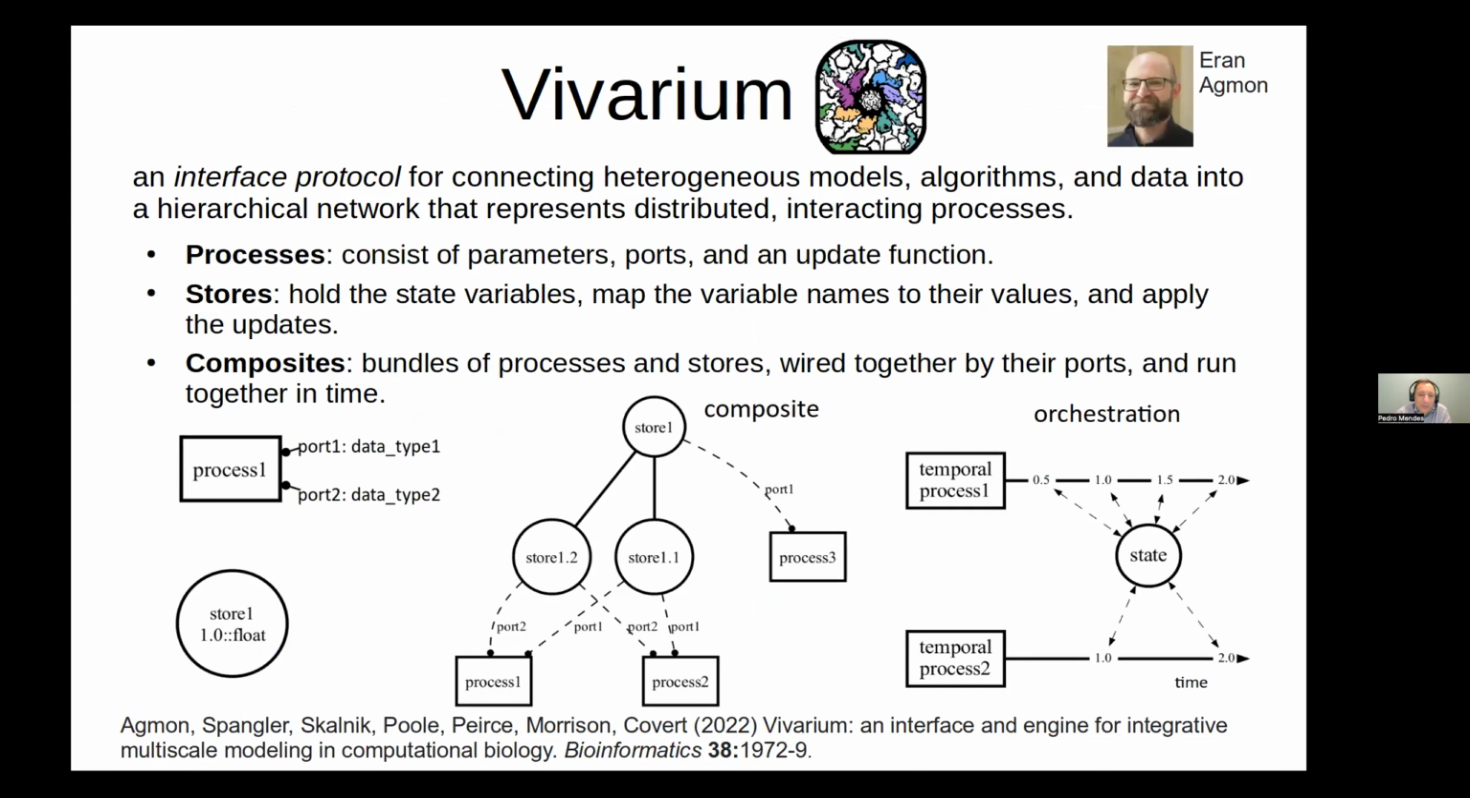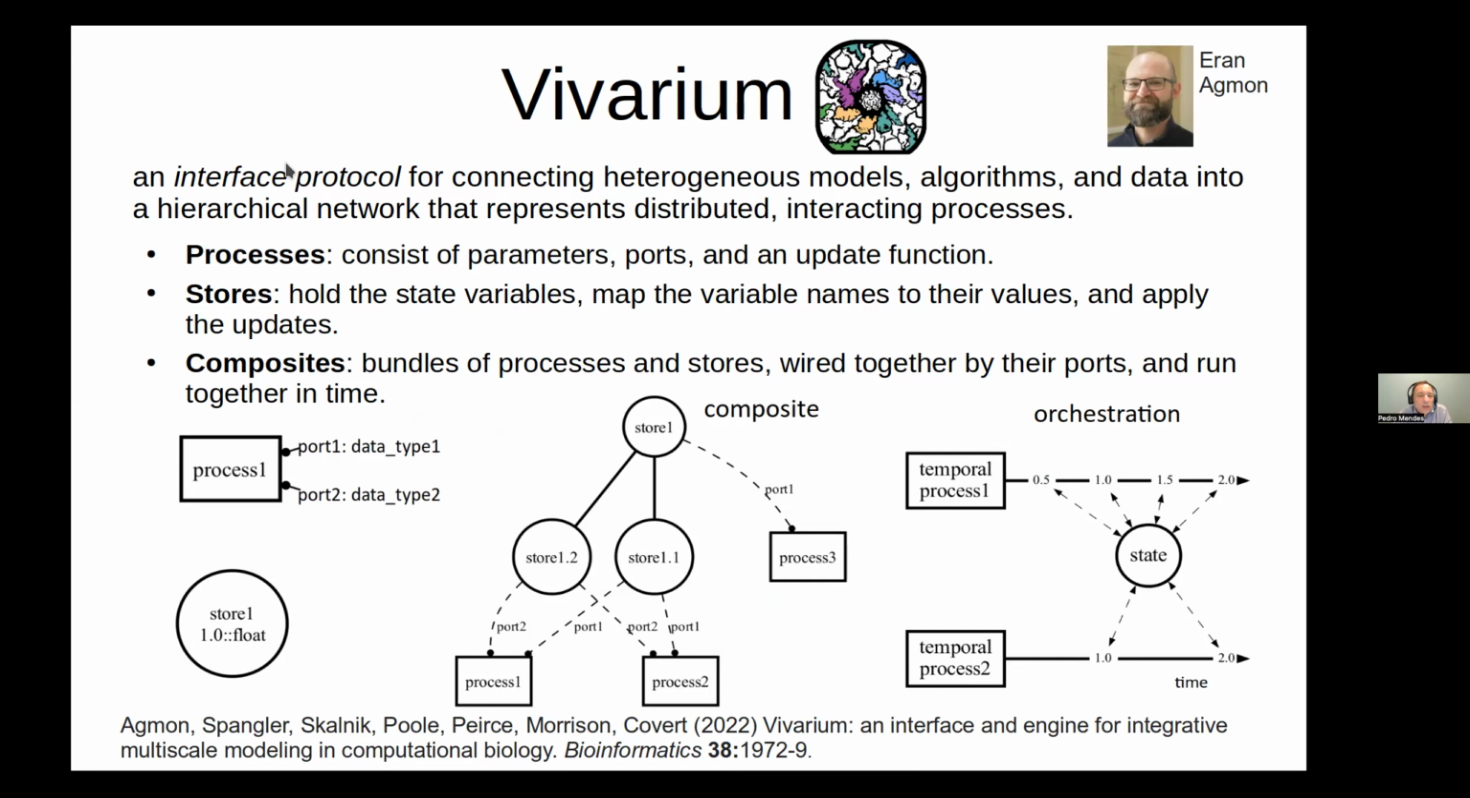Okay, and so before I talk about the other approach, I need to introduce Vivarium, which is the software that my colleague Aaron Agmon has been developing for a number of years now. He started it at Stanford and is now here in Connecticut. And this is essentially an interface protocol. It's Python. It's a little bit more like a language. If you use Vivarium, you're going to have to write some code which represents how your agents behave.